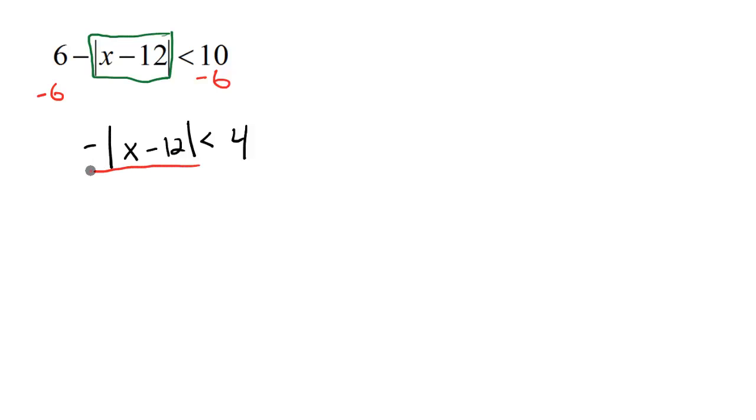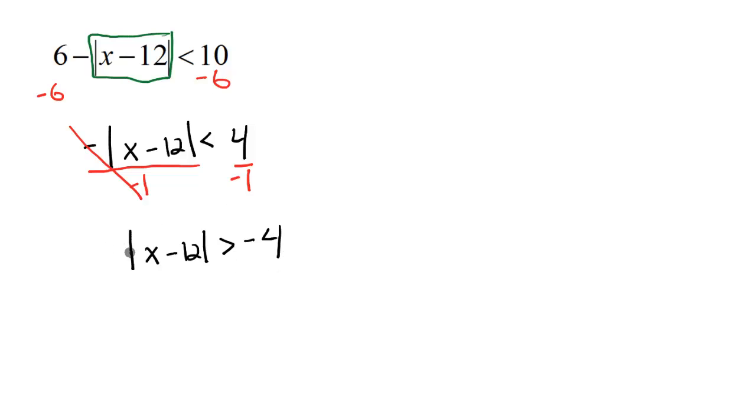So if we take all this, divide it by negative 1, which means we divide this side by negative 1 as well, negative over a negative becomes a positive, so that negative in front will go away. Now we're left with the absolute value of x minus 12. It's going to be greater than, because we divided by a negative number, that inequality symbol had to flip, and that will be negative 4.